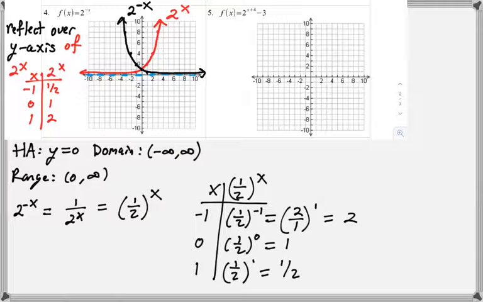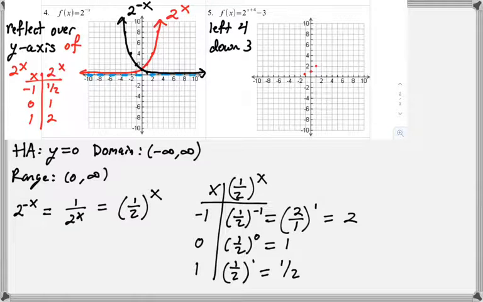Okay, all right. So let's look at number 5, where we have 2 raised to the x plus 4, minus 3. Now if you have something with the x, so the plus 4, that's going to control left and right. So because it's a plus 4, you're going to go the opposite direction. You're going to go to the left. So this is going to go left 4 and then down 3. So we're going to go left 4 and down 3.